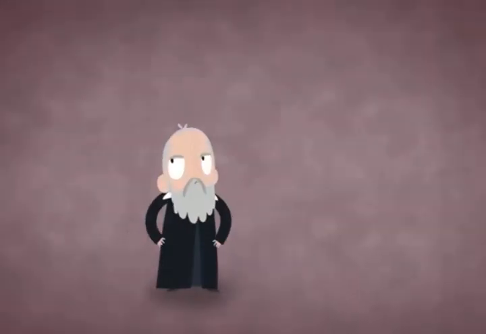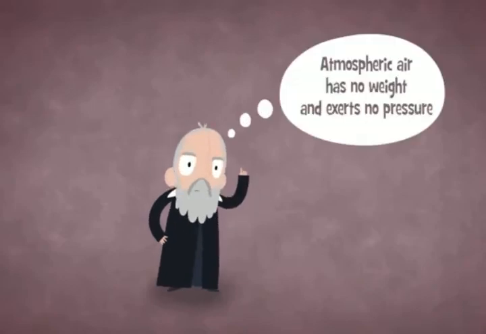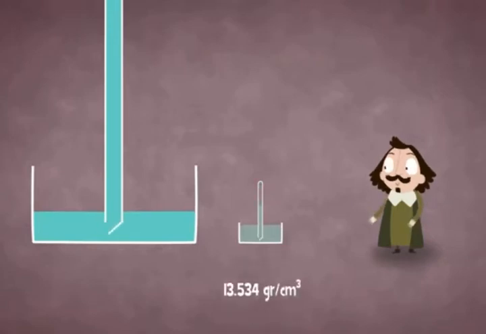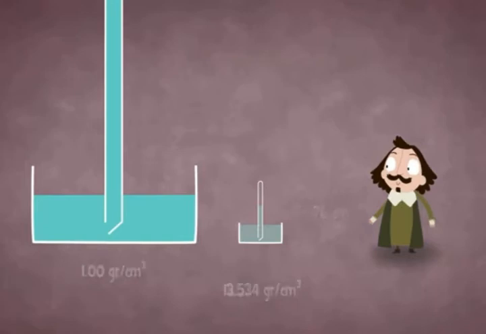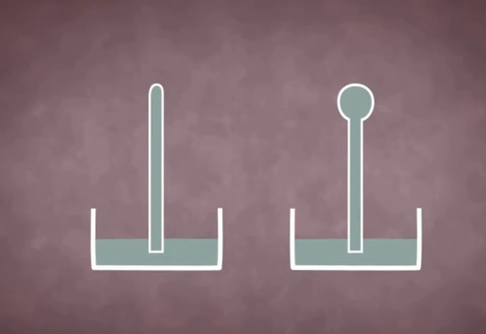This idea was not easily accepted, as Galileo and others had traditionally thought that atmospheric air has no weight and exerts no pressure. Torricelli decided to repeat Berti's experiment with mercury instead of water. Because mercury was denser, it fell farther than the water, and the mercury column stood only about 76 centimeters tall. Not only did this allow Torricelli to make the instrument much more compact, it supported his idea that weight was the deciding factor. A variation on the experiment used two tubes, with one having a large bubble at the top.